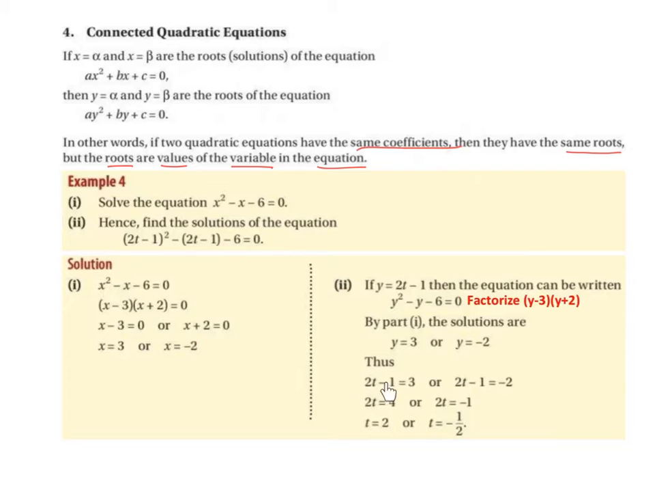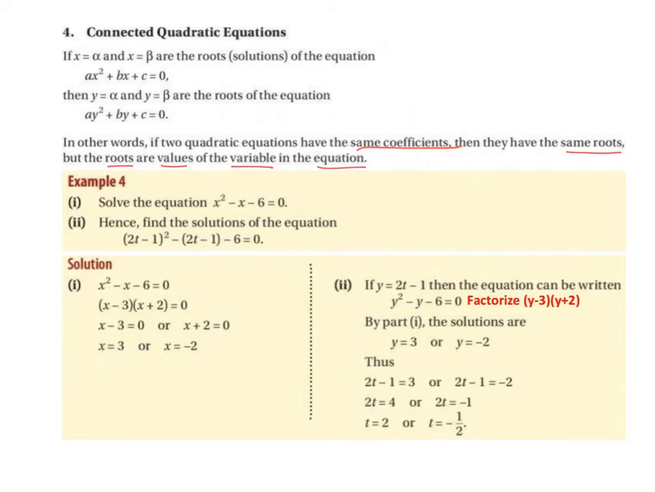Thus, 2t minus 1 is equal to 3. So if we have y equals 3 and y is actually equal to 2t minus 1, then we have 2t minus 1 is equal to 3. So swapping that y for 2t minus 1 and then solving for t. So the minus 1 comes over the other side, becomes plus 1, and 3 plus 1 is 4. And then 4 divided by 2 is 2, so t is equal to 2.